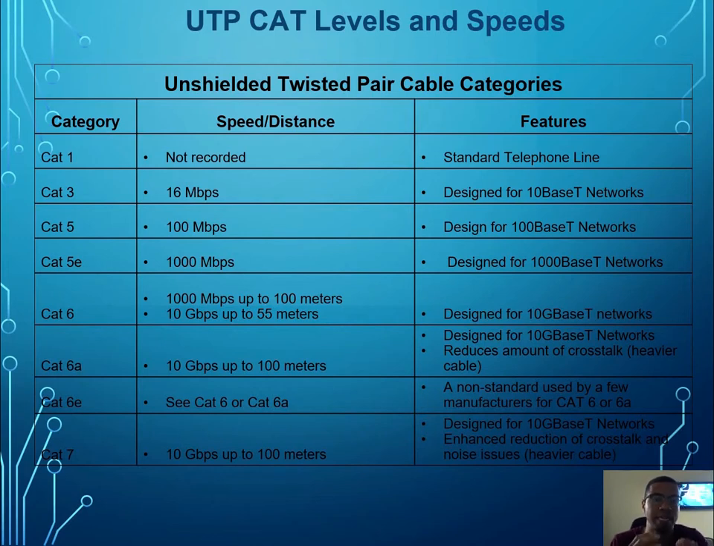All right, so 10 base T, 10 megabits per second. 100 base T, 100 megabits per second. 1,000 base T, 1,000 megabits per second, or theoretically 1 gigabit per second. When we look in the middle, it says speed and distance. For example, Cat 6, 1,000 megabits up to 100 meters, or 10 gigabits per second up to 55 meters.